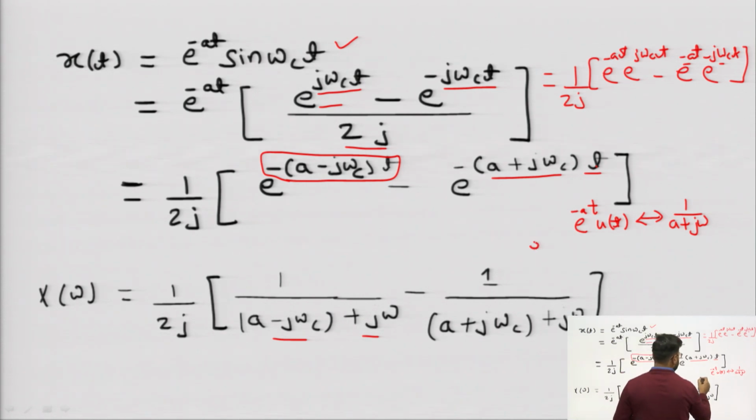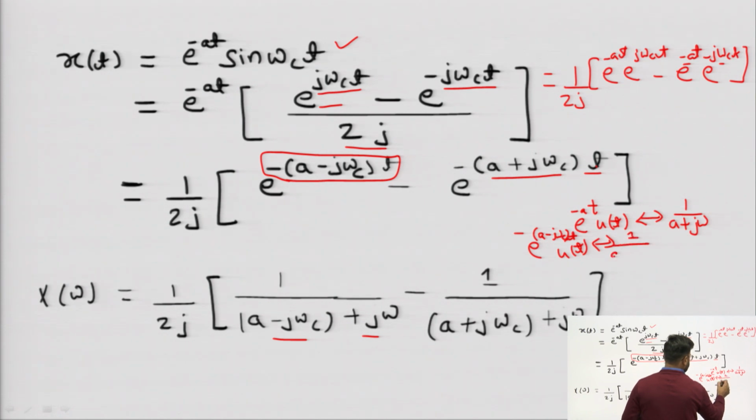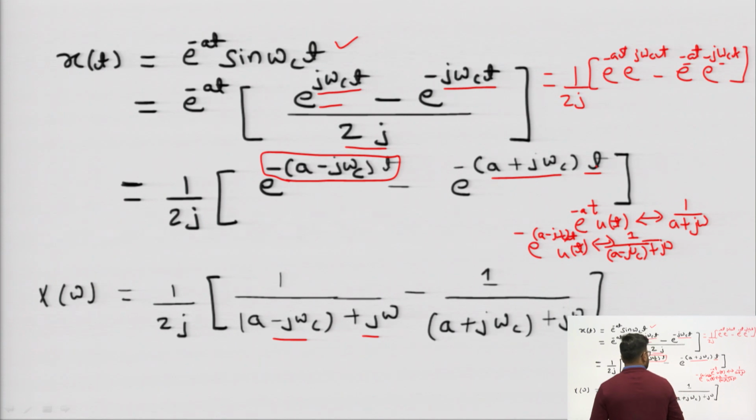Now, we have e to the power minus of (a minus j omega c) t u of t, where instead of a we have a minus j omega c. So, its Fourier transform will come out 1 upon a minus j omega c plus j omega. Again, for e to the power minus of (a plus j omega c) t, the Fourier transform is 1 upon a plus j omega c plus j omega.